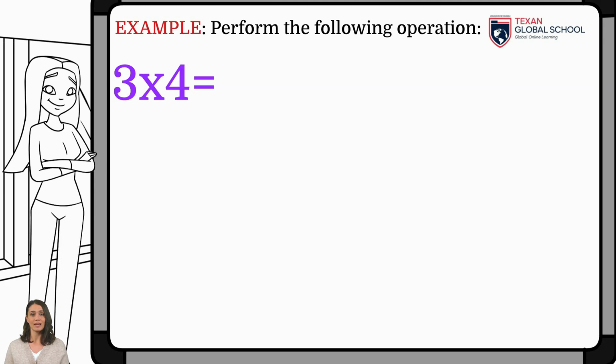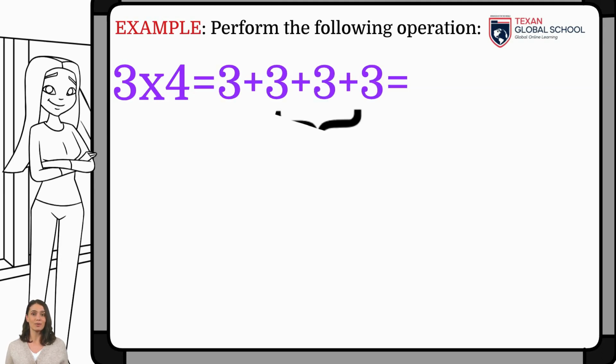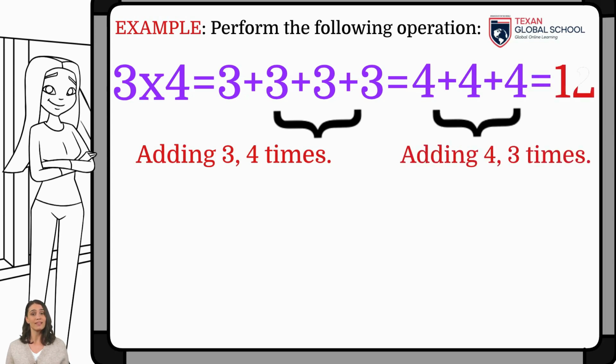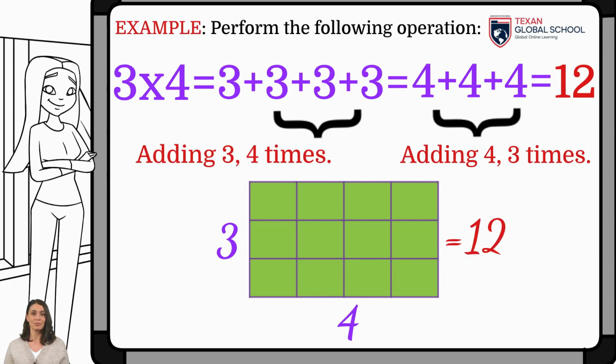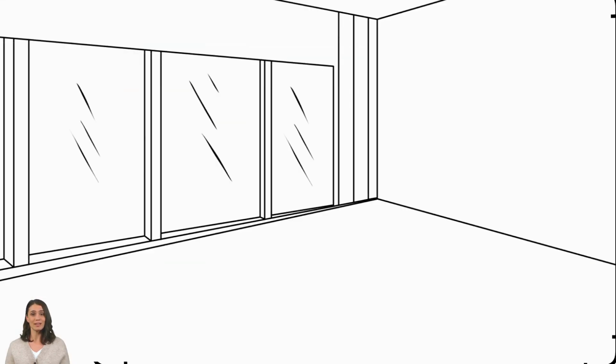Now, multiply 3 by 4. We add 3 4 times, or we add 4 3 times. Therefore, 3 times 4 is 12. The model represents 3 rows by 4 columns. So we have 12 units. Thus, we conclude that 3 times 4 is 12.